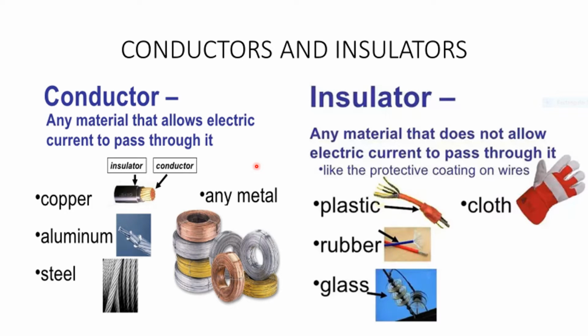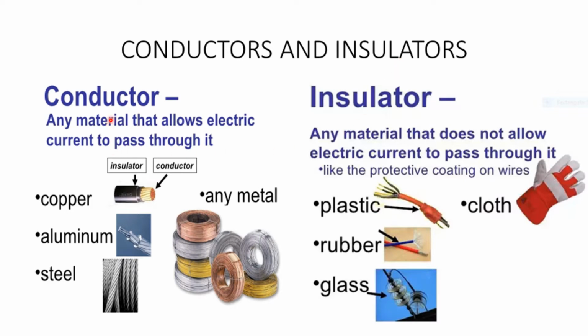But do all materials allow electric current to pass through them? No, definitely not. We have seen that it depends upon the type of material we use. To recall, there are two types of materials called conductors and insulators. Then, what were conductors? What were insulators? Let's see.